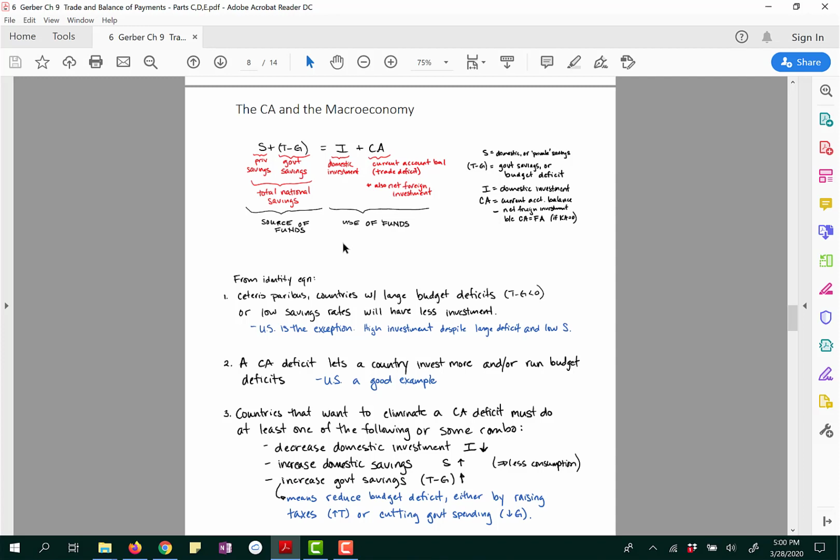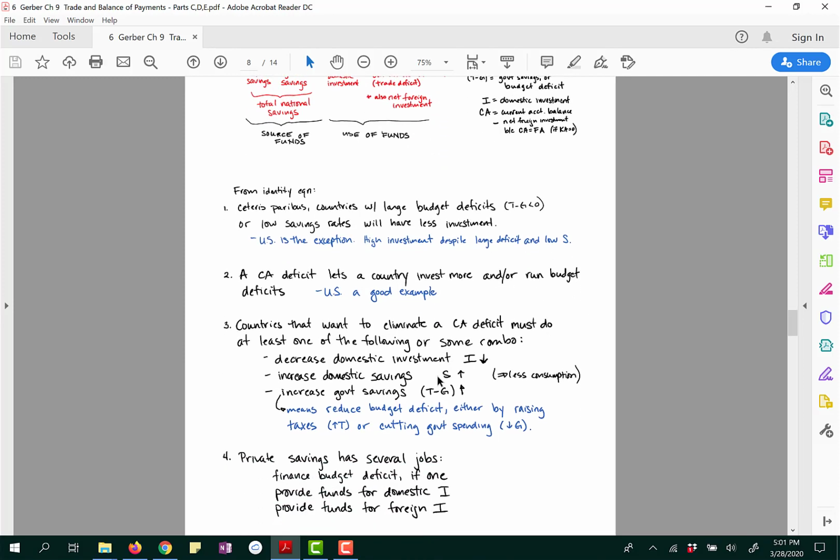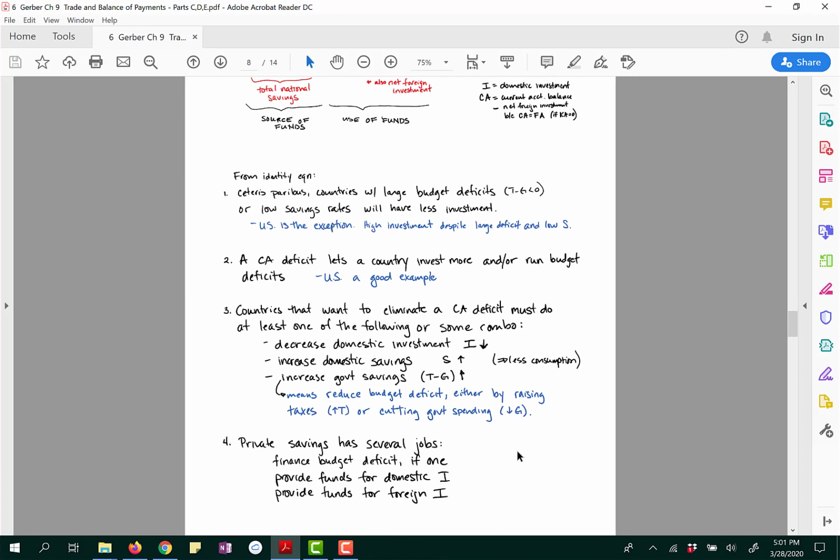That is because the US is viewed as a safe haven economy and a lucrative, relatively politically and economically stable economy to invest in historically. A current account deficit lets a country invest more than it would otherwise. We've already discussed that. But it also allows the government to run a budget deficit. If it weren't for a current account deficit and foreign investment, maybe private savings wouldn't be enough to fund the budget deficit. Countries that want to eliminate the current account deficit, or in other words, eliminate a trade deficit, have to do at least one of the following or some combination.